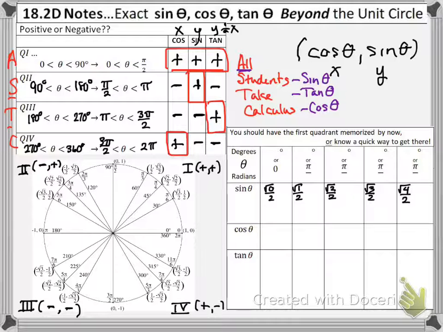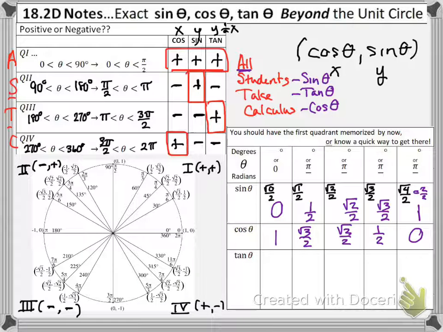Square root of 0 is 0, divided by 2 is still 0. Square root of 1 is 1, divided by 2 is 1/2. Root 2 over 2 doesn't reduce. Root 3 over 2 doesn't reduce. Square root of 4 is 2, over 2, so I just get 1 here. And then I take it in the opposite direction: 0, 1/2, root 2 over 2, root 3 over 2, and 1.